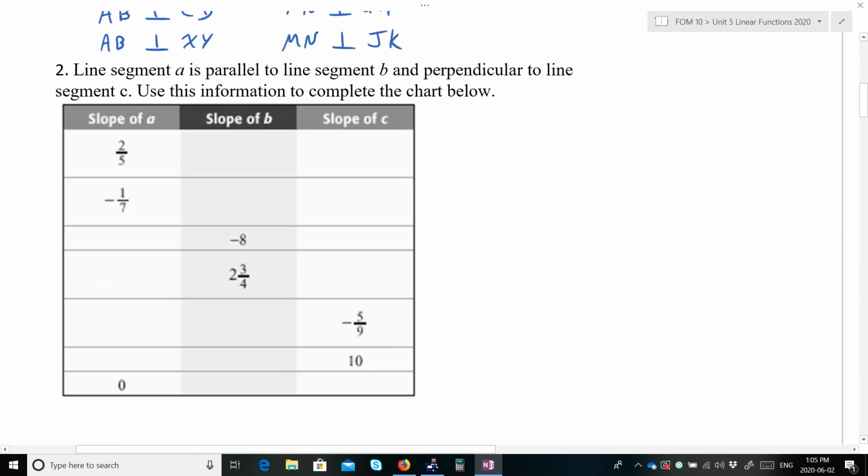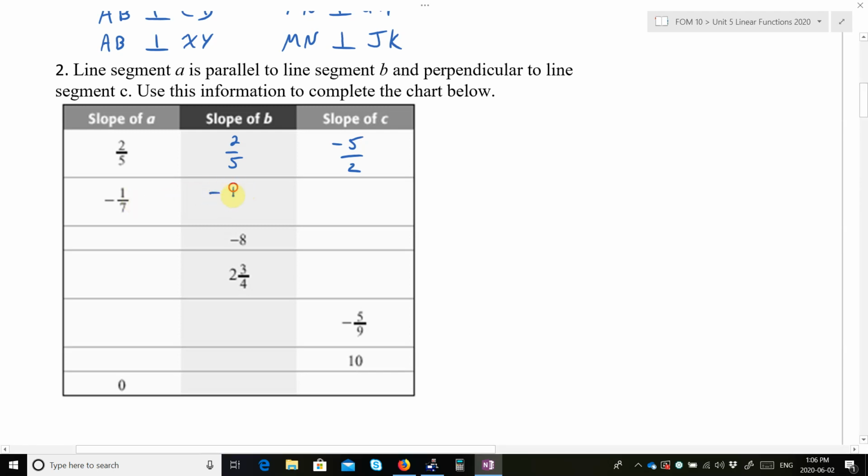All right, number 2. Line segment A is parallel to line segment B and perpendicular to line segment C. Use this information to complete the chart. So parallel slopes are equal. A and B are parallel, so that slope will equal A's. And C is perpendicular to these, so it has to be a negative reciprocal: opposite sign and flipped fraction.